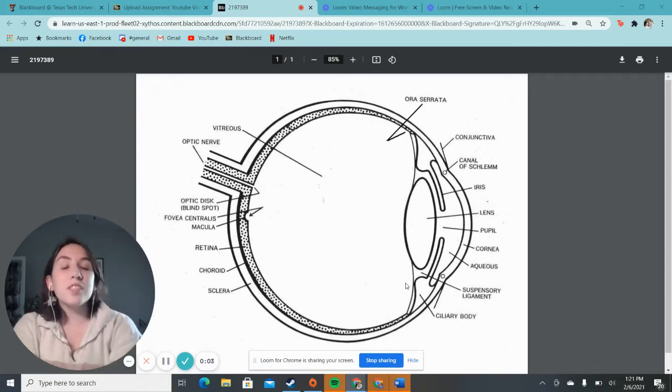I am in the spring 2021 semester of EDSP 5383, and in this video I will be reviewing the 18 structures of the eye along with a fun fact. So I'm going to start with the anterior portion of the eye and then move to the posterior portion of the eye. So starting with the front, moving to the back.